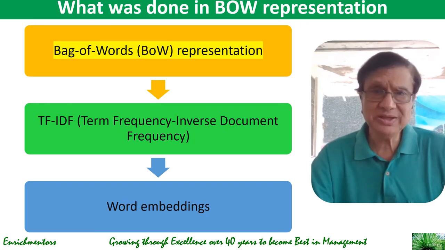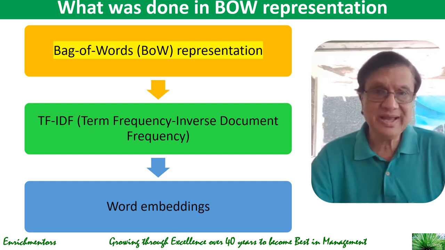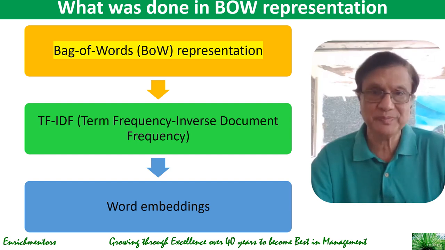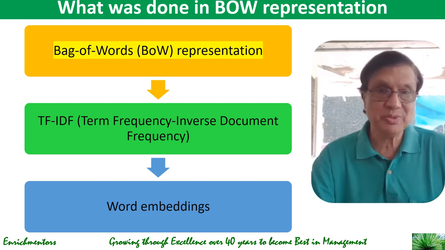So what was done in the BOW representation? In the context of the sentiment analysis project for customer reviews, the bag of words representation was used to convert the pre-processed text data into a numerical feature matrix. Each row of the matrix represented a document, that is a review, and each column represented a unique word in the vocabulary. The values of the matrix represented the frequency of each word in the corresponding document.